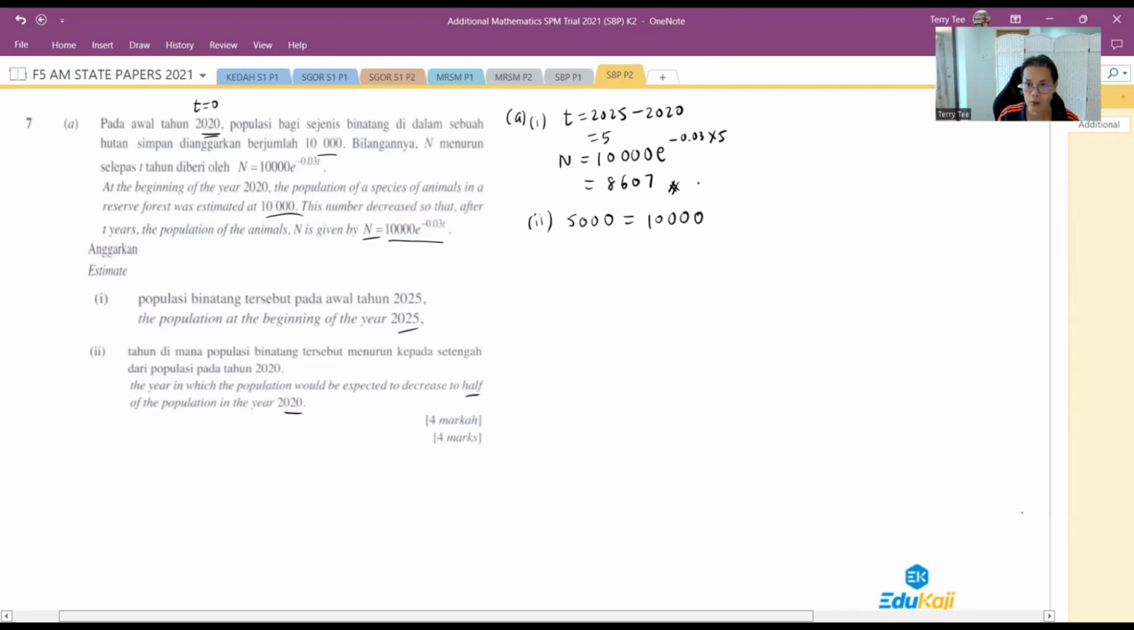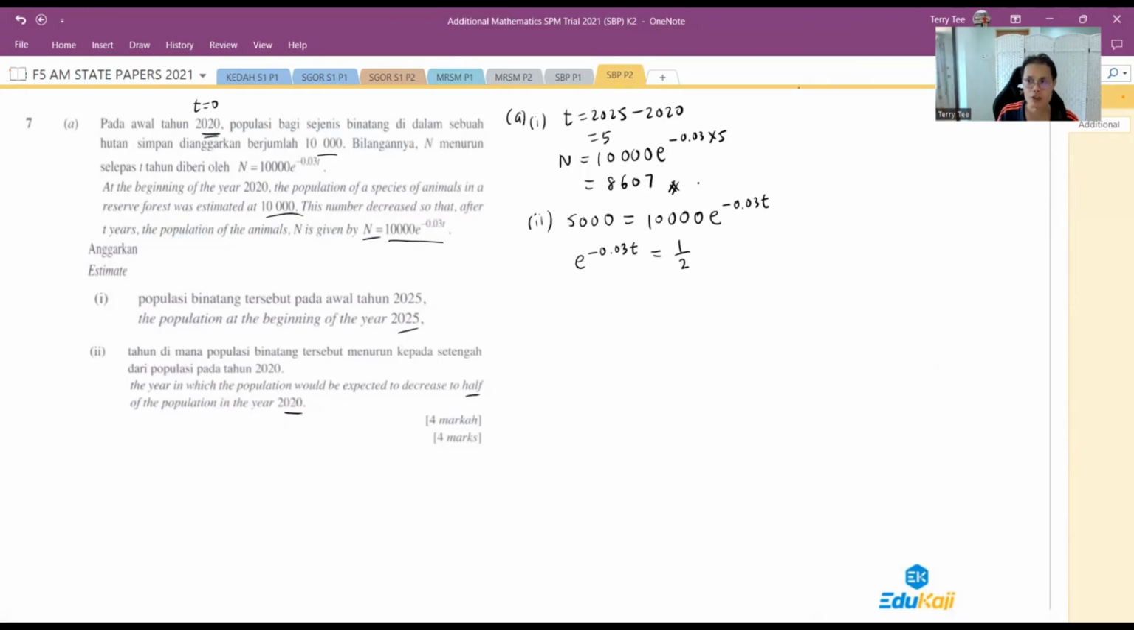Okay. We put E negative 0.03 T. Now 5,000 divided by 10,000 is just half. So E negative 0.03 T is now half.